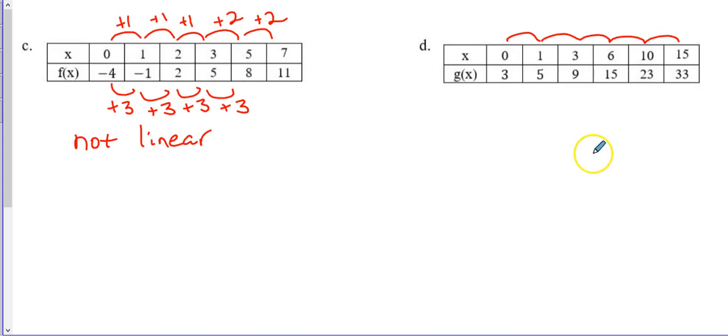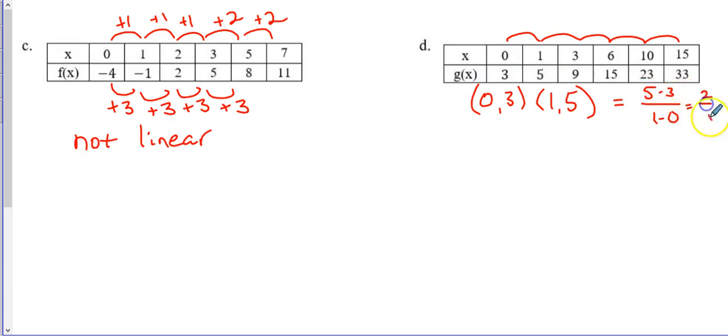Another thing that I could do is check the slope. So if I chose like 0, 3 and 1, 5, I could check the slope. 5 minus 3 over 1 minus 0. That is 2 over 1, or 2.